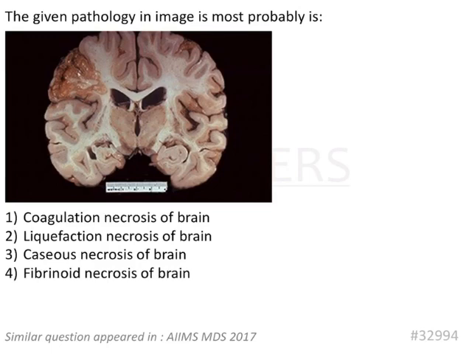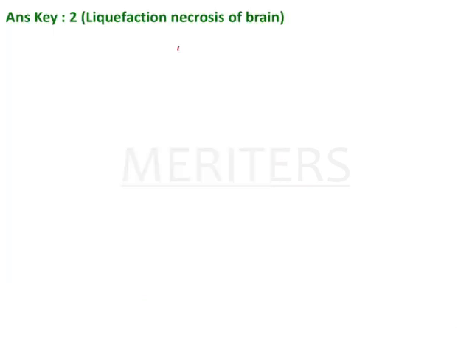Now the question here is: the given pathology in the image is most probably what? If we see here, we see a section of a brain. Okay, so this is brain, and here you'll be seeing some necrosis. Now we have already discussed the types of necrosis. I'll just give you a brief review of that.